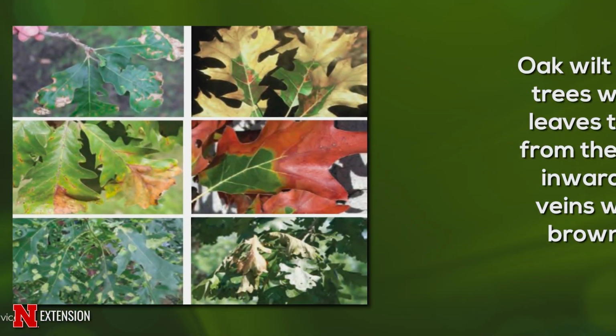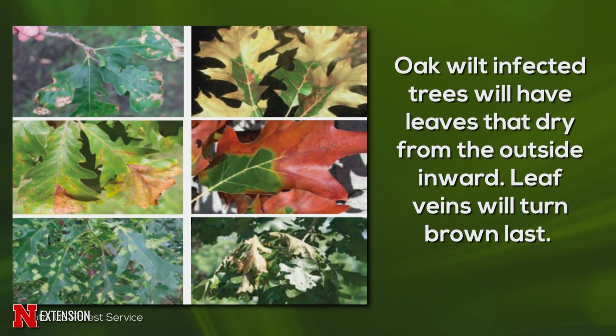Trees that have contracted oak wilt will have leaves that dry from the outside inward. This process usually starts in late spring and early summer and progresses into summer. The leaf veins are often the last to turn brown, and most leaves will still have some green in them when they fall on the ground.